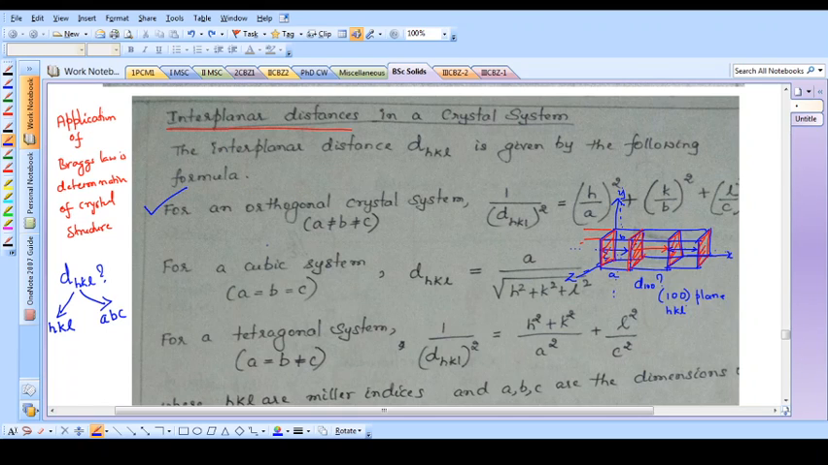What is an orthogonal crystal system? A system where a is not equal to b, not equal to c, but alpha is equal to beta is equal to gamma is equal to 90 degrees. For such a system, the relation is given here.